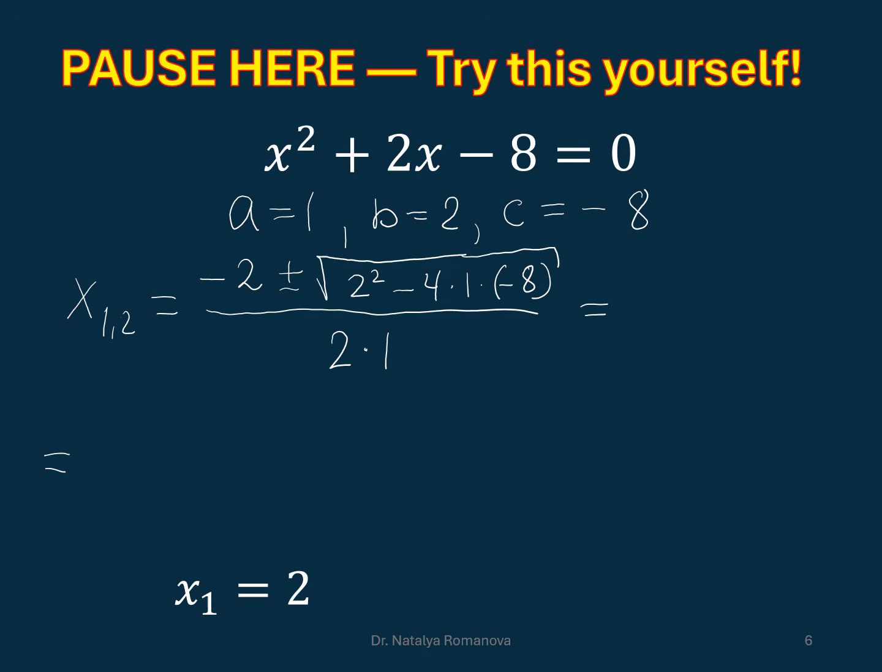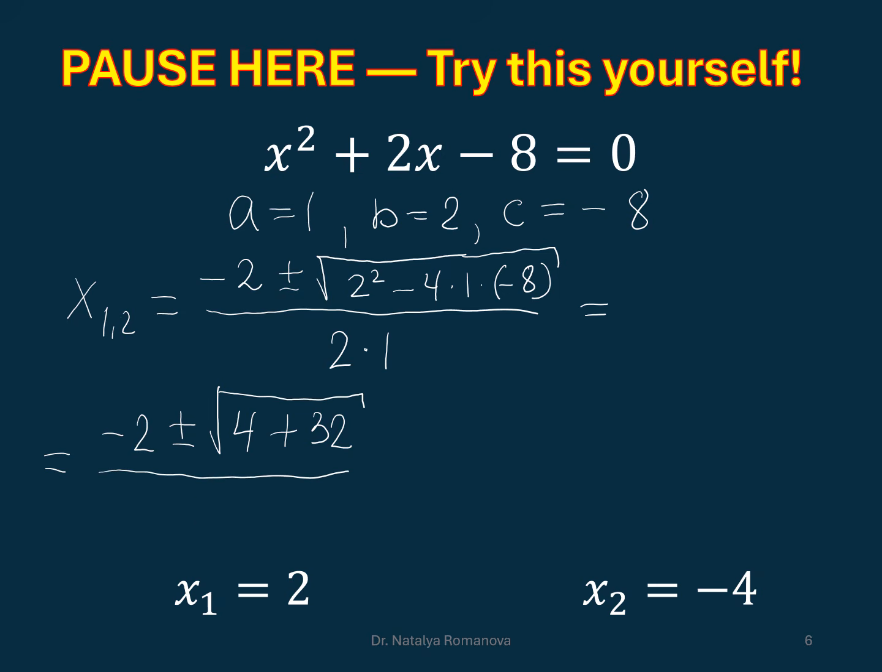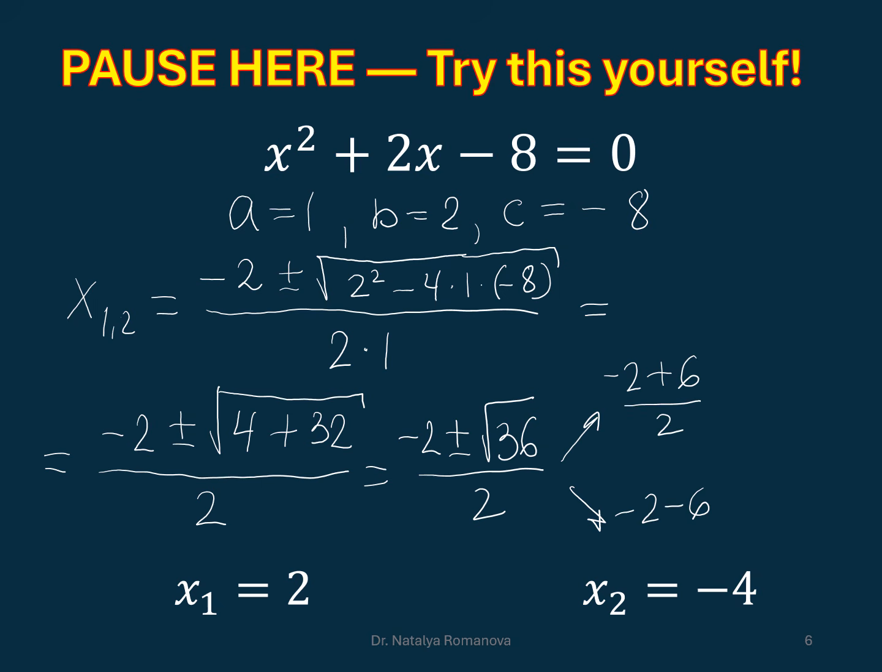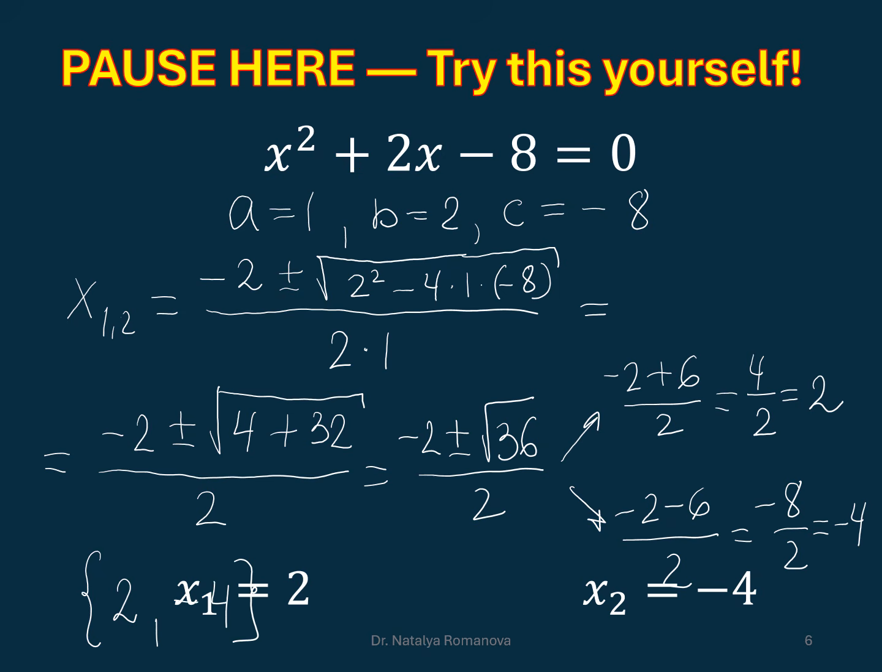Next step, we simplify. We have negative 2 plus minus square root of 4 minus a negative 8. It would be plus 4 times 8, 32, divided by 2. We have negative 2 plus minus square root of 36 over 2. Now we find the solution for both roots. Negative 2 plus 6 over 2 and negative 2 minus 6 over 2. 4 divided by 2, it is just 2. Negative 2 minus 6, negative 8 over 2 equals negative 4. So the correct answer for this example, 2, negative 4.